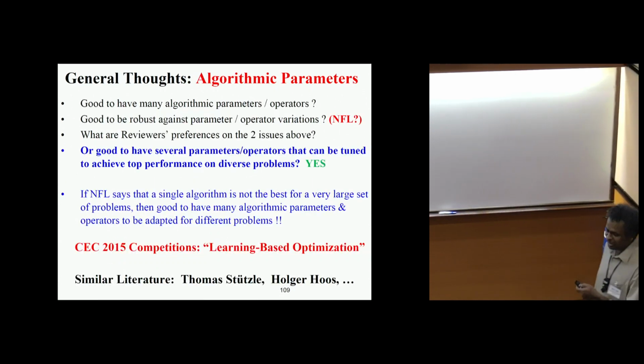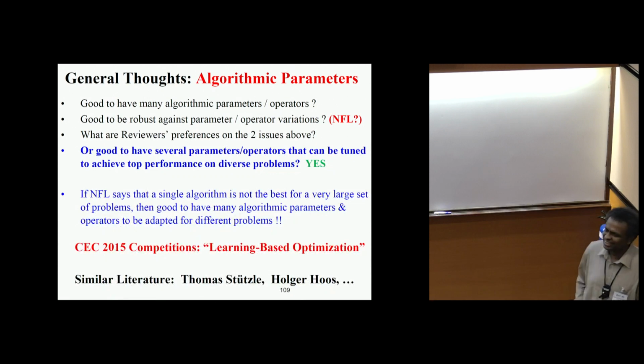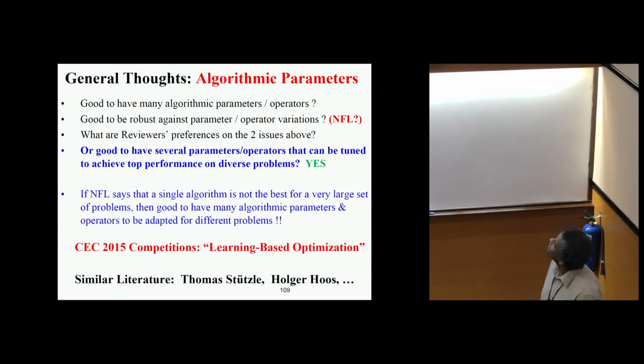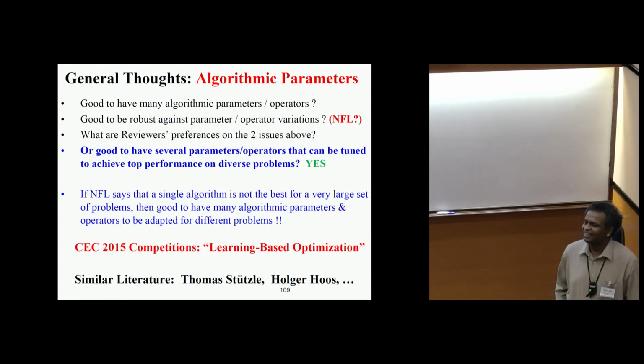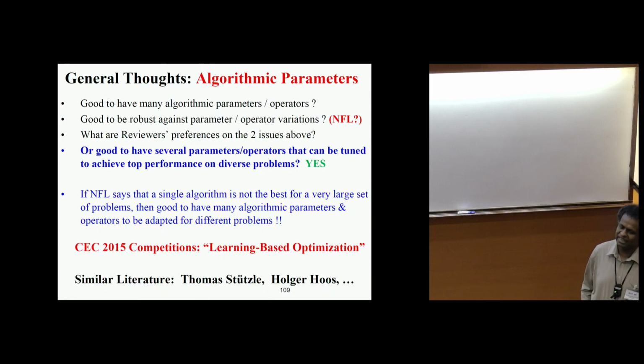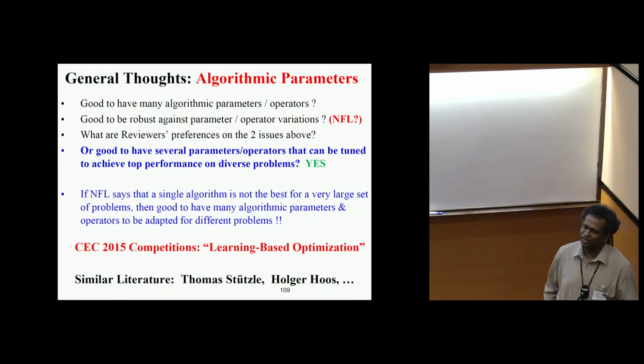This is another one where I have opposing views. Do you want to have many algorithmic parameters, or fewer parameters and operators? If you ask the reviewers, they will say it is bad to have many operators and parameters. Can you have an algorithm with almost no operator selection, no parameter selection? Is it possible?